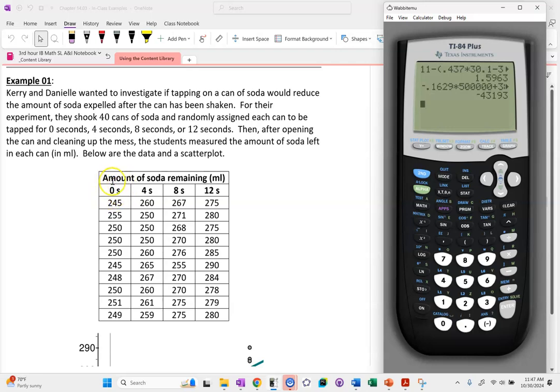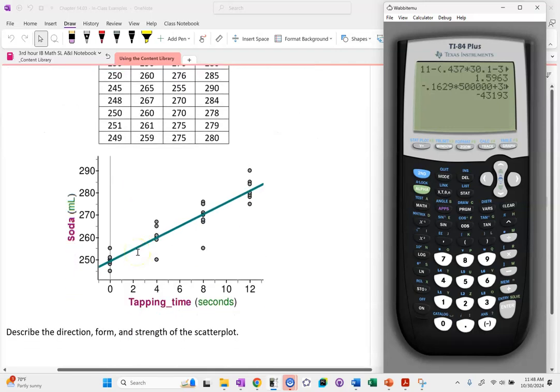So the cans that they tapped for 0 seconds had 245 left after it sprayed everywhere, and then 255 and 250 and 250 and 250 and 245, you get the idea, right? So here's our scatter plot, and we've drawn in a best fit line. Everybody feel okay with what you're looking at?